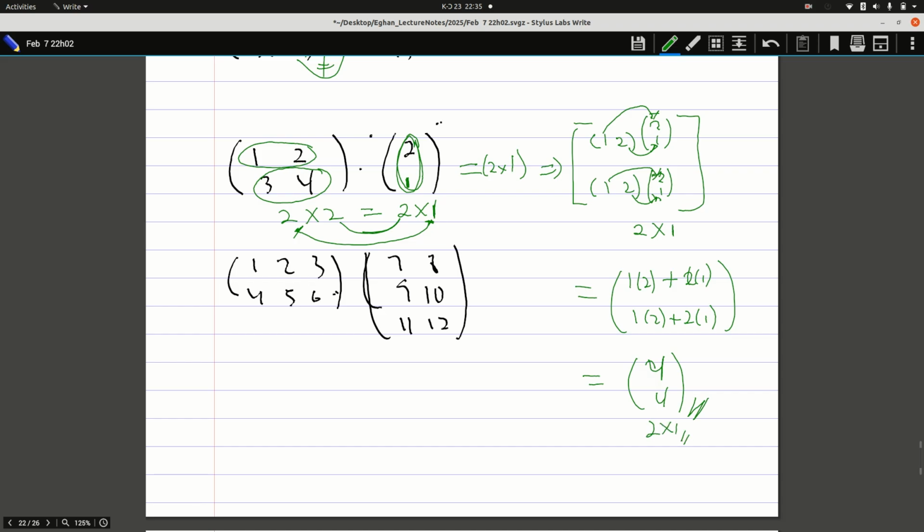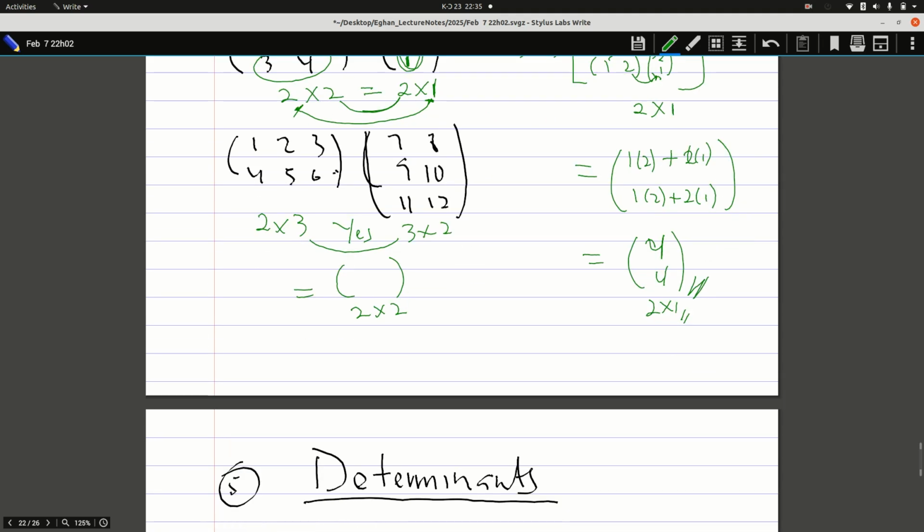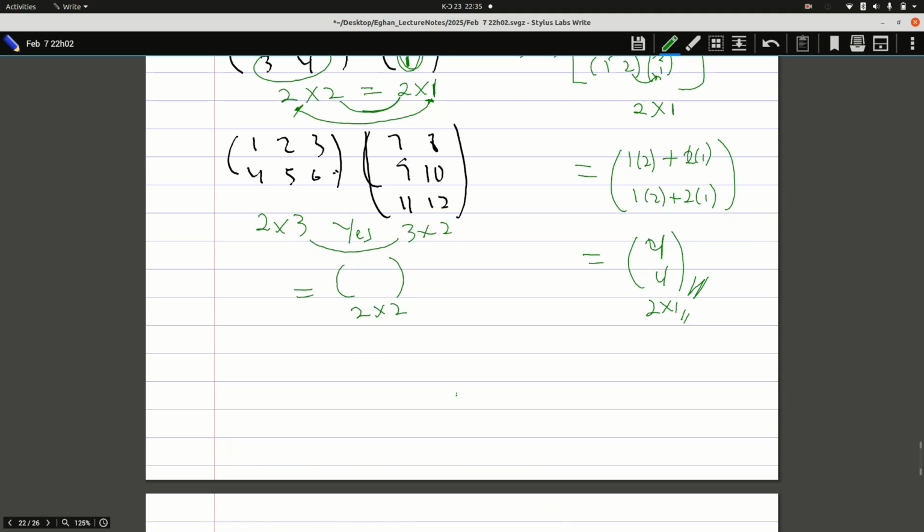Let me take the second example here. Can I multiply them? I have to check the dimension. This is 2 by 3 and this is 3 by 2. Yes, I can multiply them because they are equal. And the resulting matrix after multiplying is going to be 2 by 2, which is a square matrix. How do I get the square matrix? I'm going to take this row and multiply by this column.